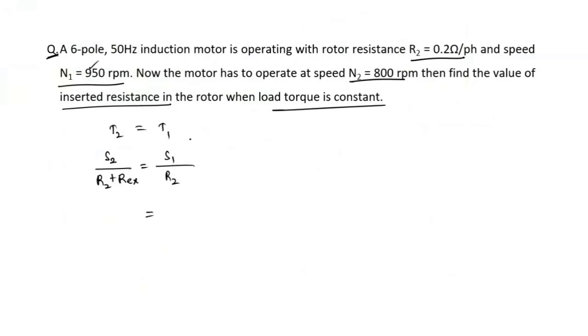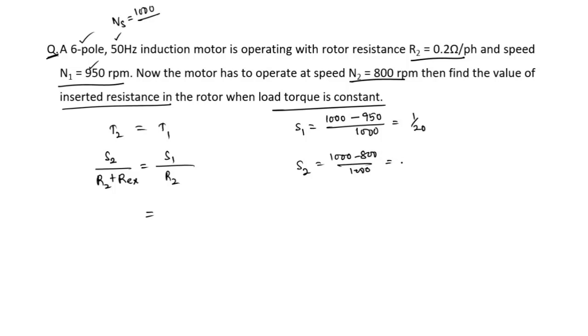The slip in the first case, as it is 6-pole 50 hertz, the synchronous speed is equals to 120 into 50 divided by 6, you will get 1000 rpm. So the slip 1 is equals to 1000 minus 950 divided by 1000. And the slip 2 is equals to 1000 minus 800 divided by 1000. Okay. So 50 by 1000, you'll get it as 5 by 100, maybe 1 by 20. And 200 by 1000, it will be 2 by 10, but it will be 0.2. So it comes out as 0.05, and this is 0.2. So probably it looks like this. Okay.